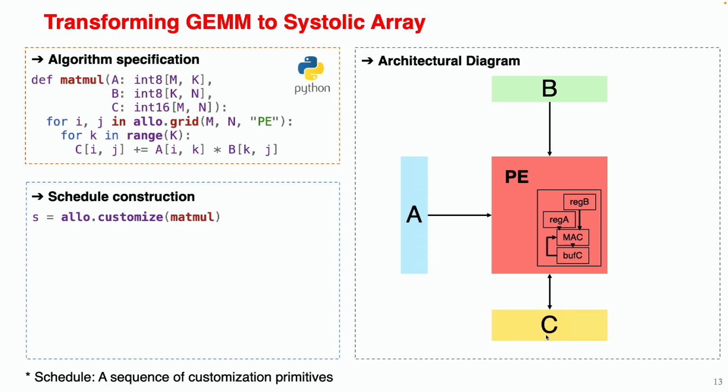And in the following, I will use an example of transforming a matrix multiply kernel to a systolic array to demonstrate how to write a program in Allo. After users define an algorithm in our front-end language, we can create a schedule by calling allo.customize. A schedule here is a sequence of customization primitives. And we can see from the architectural diagram on the right, the default implementation only has one PE and reads the data from A and B tensors, and then writes back to C.